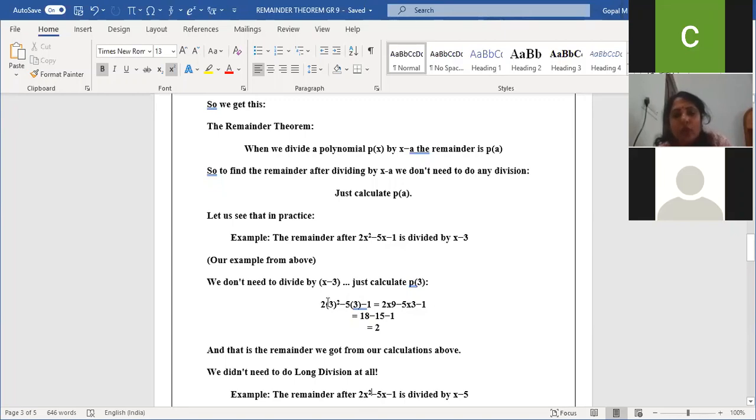So 2x square means 2 into 3 square, minus 5x, minus 5 into 3, minus 1. 3 square is 9. 9 2s are 18. 5 3s are 15, minus 1. 18 minus 15 is 3. 3 minus 1 is 2.